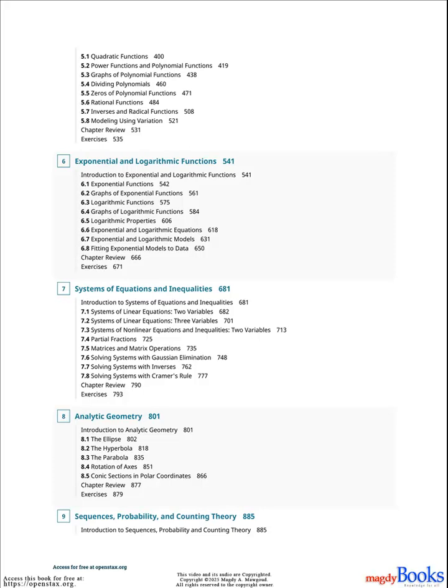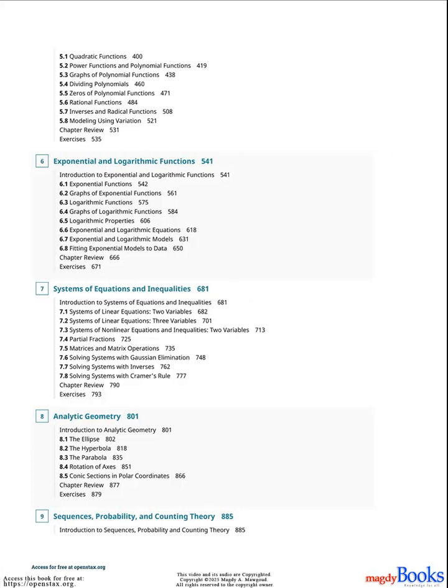Introduction to sequences, probability, and counting theory. 9.1. Sequences and their notations. 9.2. Arithmetic sequences. 9.3. Geometric sequences. 9.4. Series and their notations. 9.5. Counting principles. 9.6. Binomial theorem. 9.7. Probability. Chapter review. Exercises. Answer key. Index.